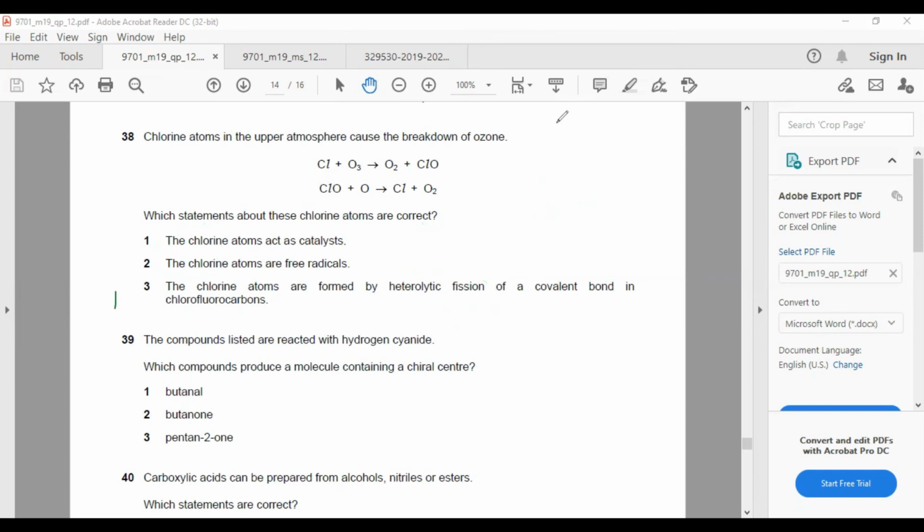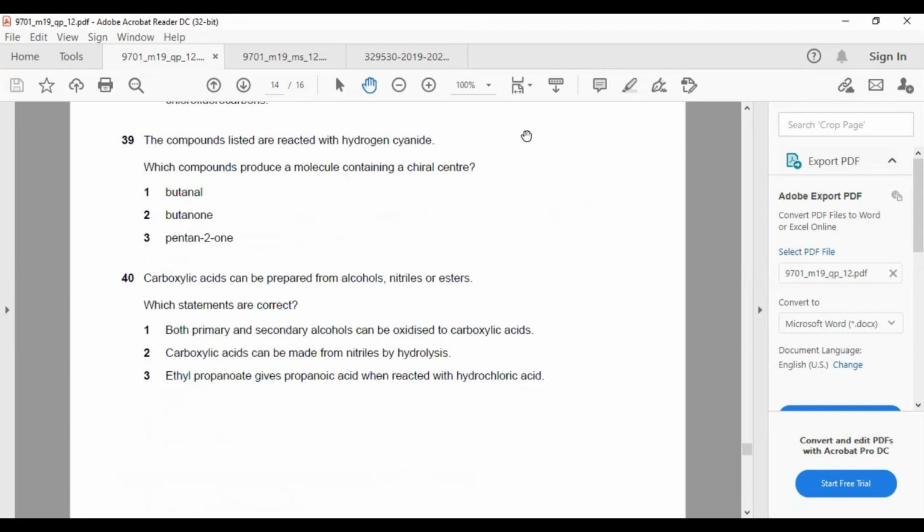38, 39, just 2 are left. 39, which compound, of the compounds listed, reacted with hydrogen cyanide produces a molecule with a chiral center? Butanal, sorry, butanal is this. When this compound reacts with hydrogen cyanide, O will become OH and cyanide, this will be a single bond and cyanide. This will be a chiral carbon.